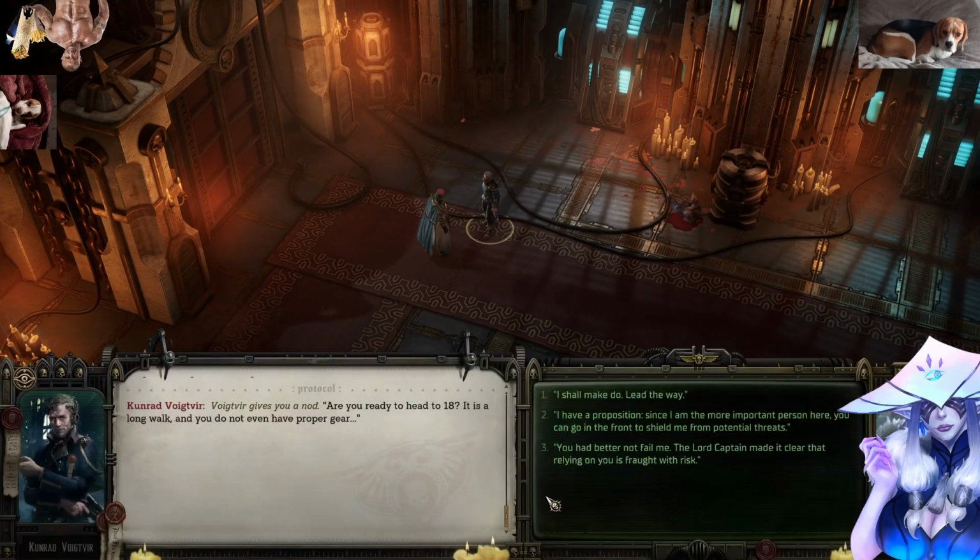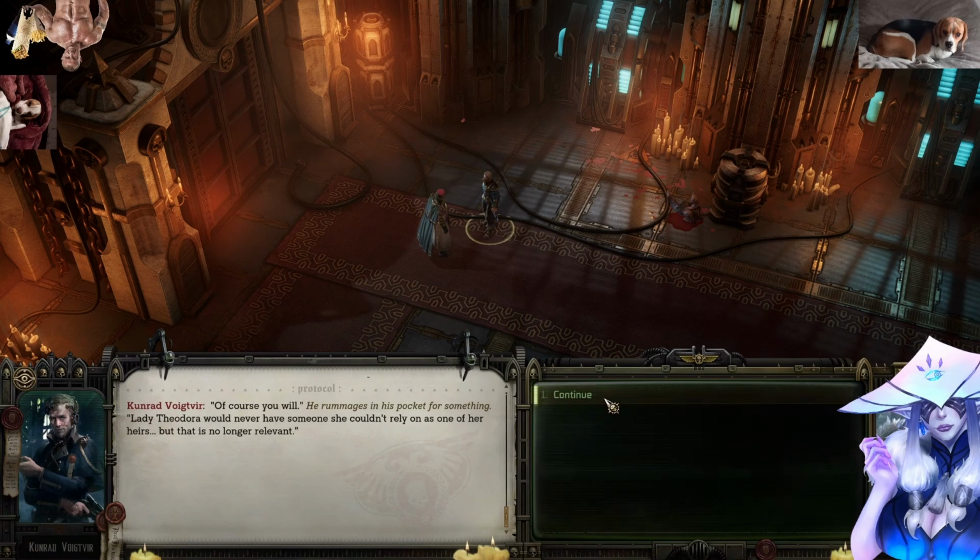Are you ready to head to 18? It is a long walk, and you do not even have proper gear. I shall make do. Let's just do it. Of course you will. Lady Theodora would never have someone she couldn't rely on as one of her heirs. But that is no longer relevant. Something hits you hard with a sharp crackle, and you're consumed by unbearable, gut-wrenching pain.